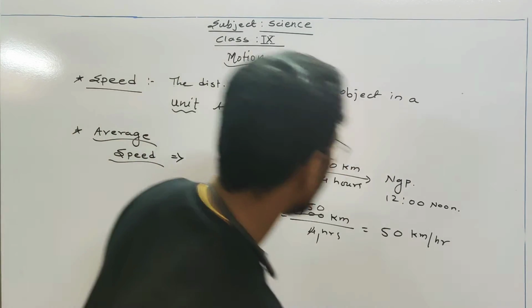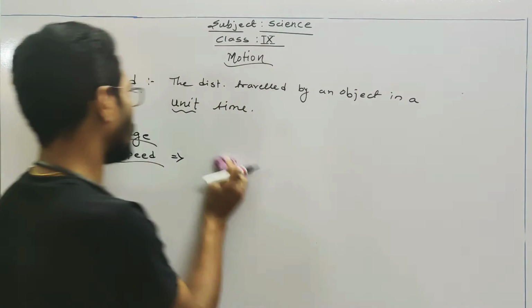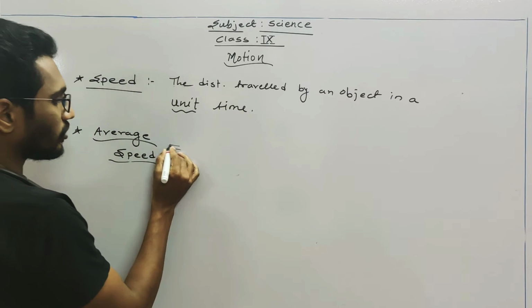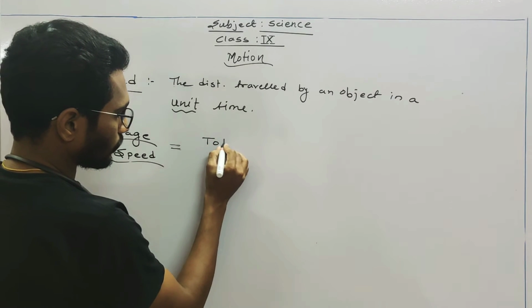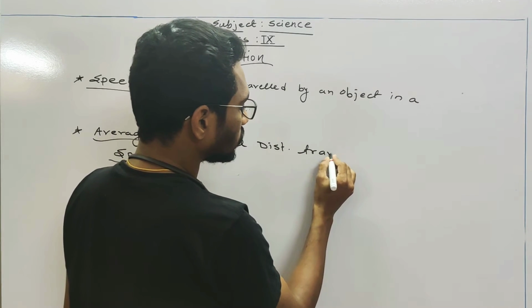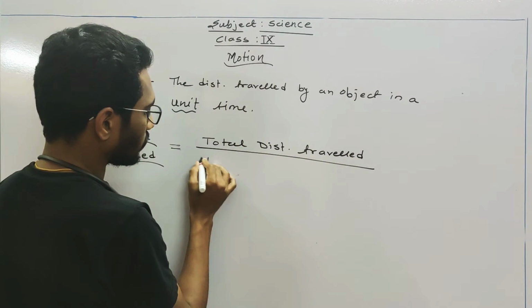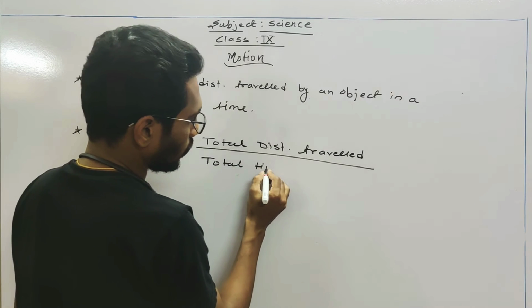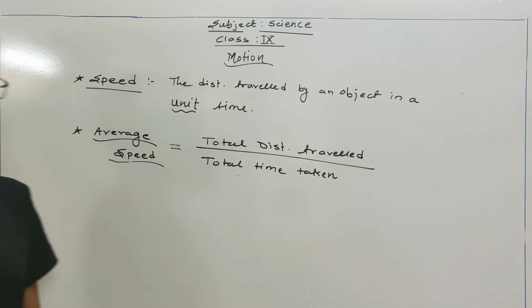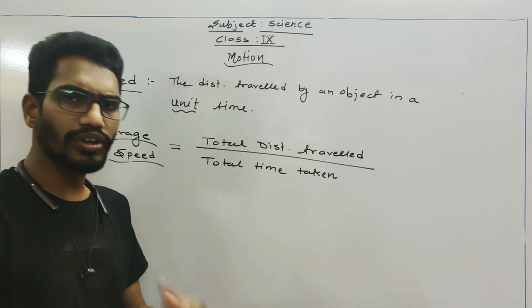Okay, so how to calculate this average speed? It is the simple formula. There is no need to define it. We can directly use the formula for it. Average speed is nothing but total distance traveled by total time taken. Here you travel 200 kilometer in total time 4 hours. That will be your answer.